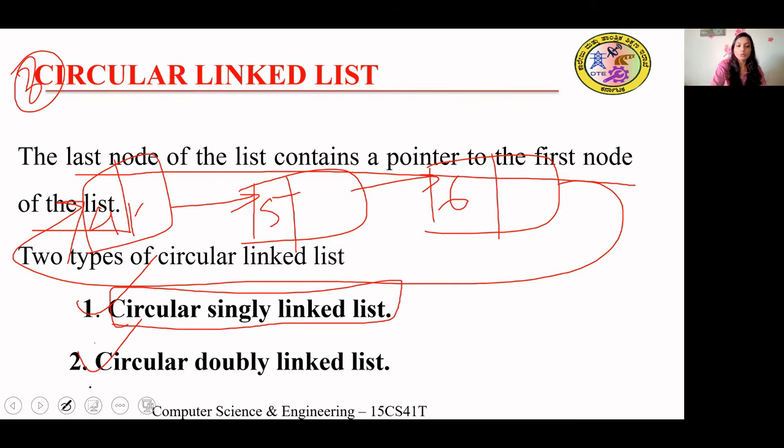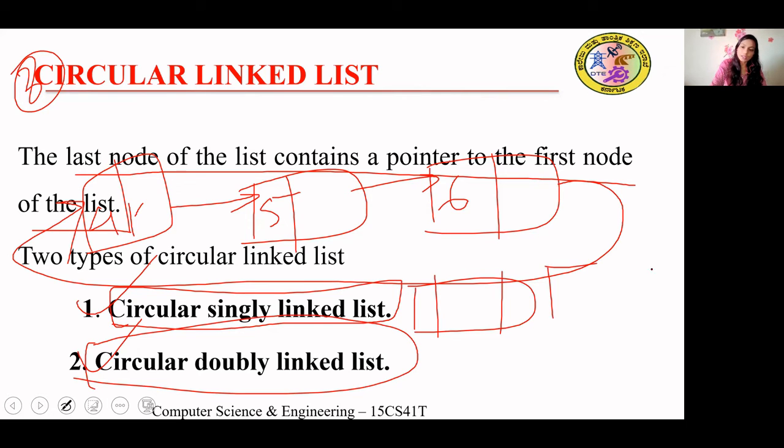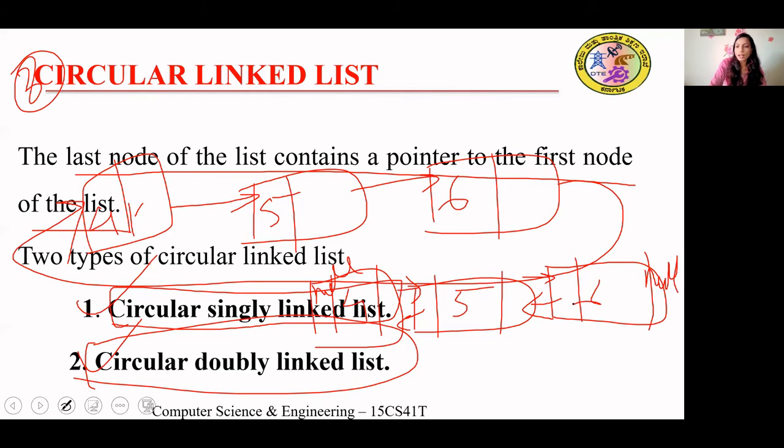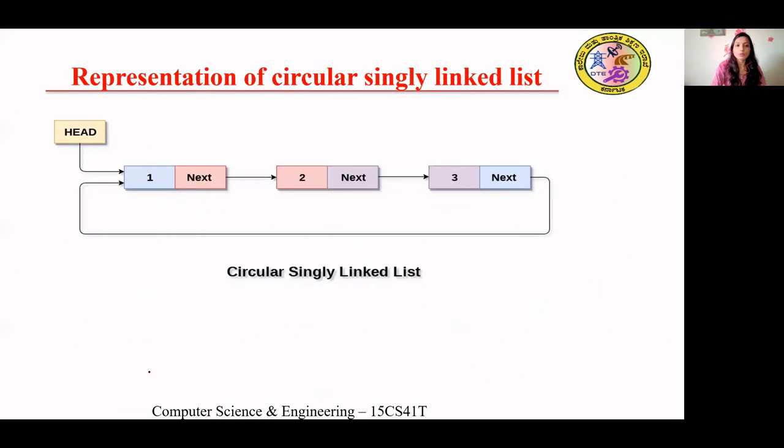Okay. So if you want a circular doubly linked list, draw a doubly linked list. Like this, you will have a doubly linked list with a front pointer and a back pointer. So this will be null, the previous, and this will be null because after this nothing is there. Okay. So the last node will connect to the first node. That is a circular doubly linked list.